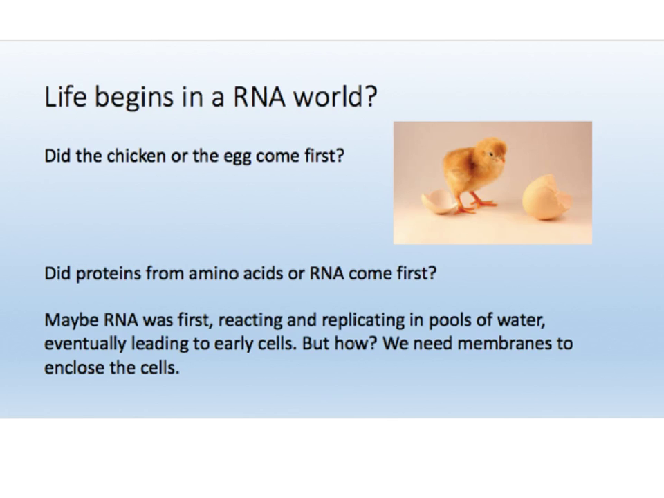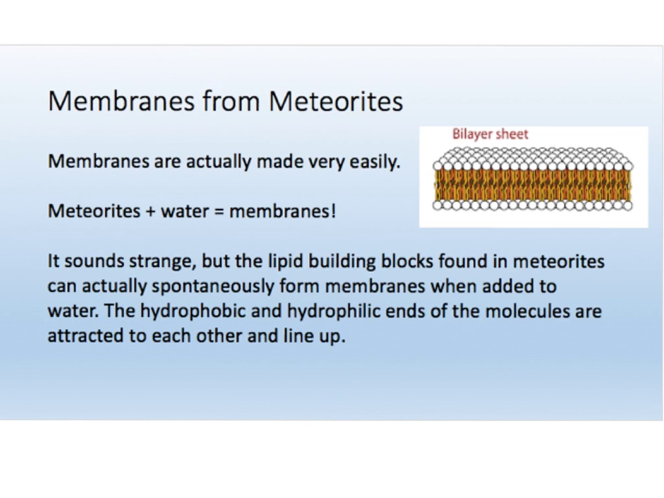A chicken lays an egg, and eggs come from chickens. So which one came first? Did proteins from amino acids or RNA come first? Maybe RNA was first, reacting and replicating in these pools of water and eventually leading to early cells. But how? We actually need membranes to enclose these cells, so where did the membranes come from?